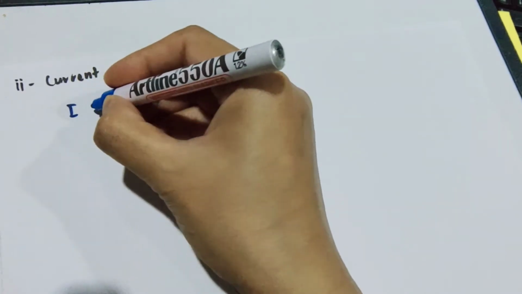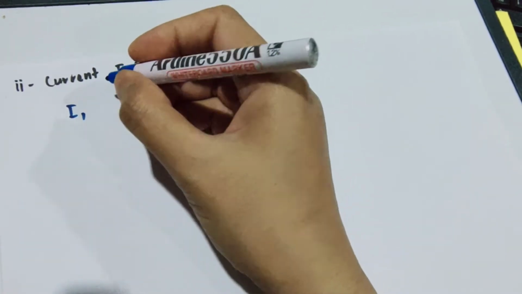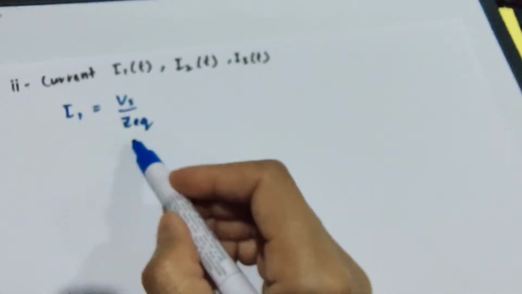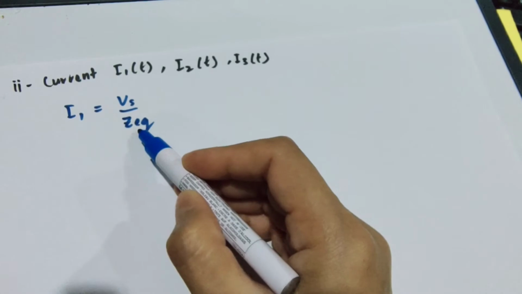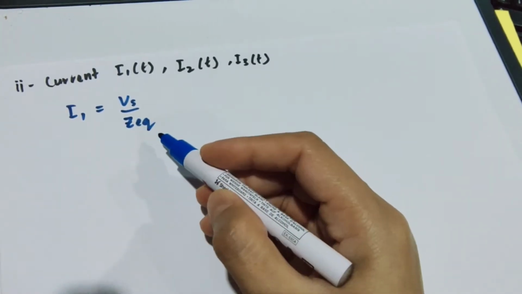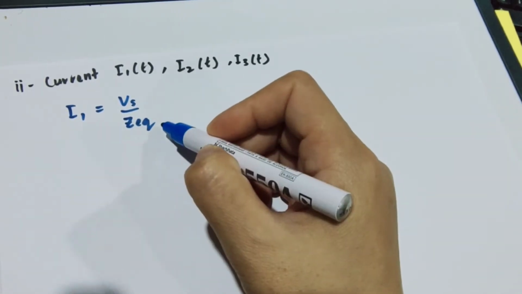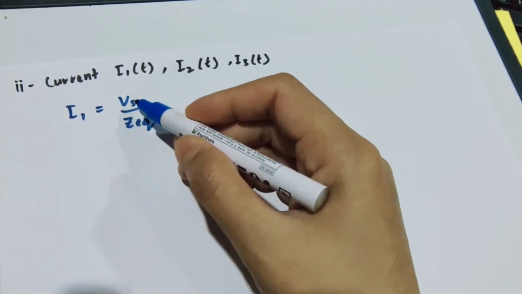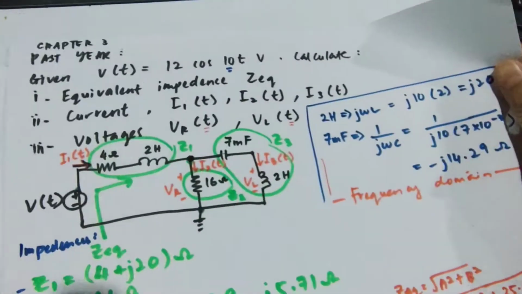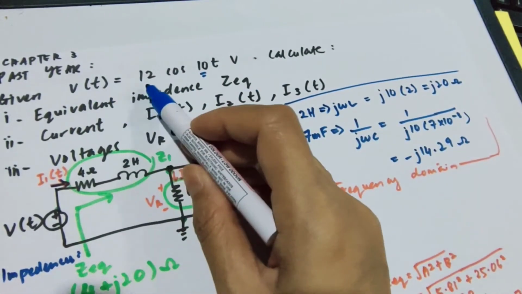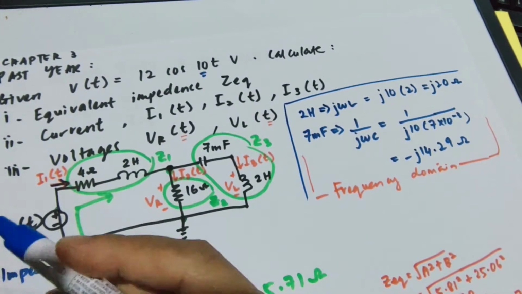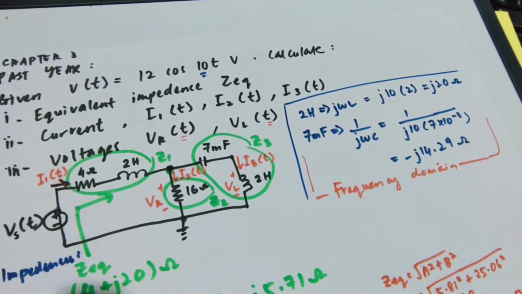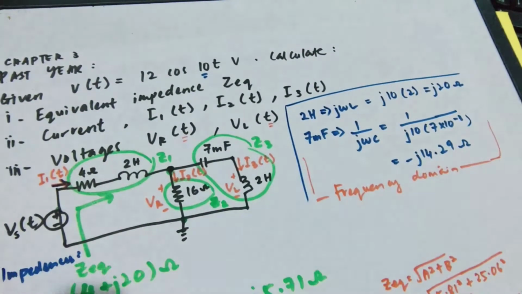I1 using Ohm's law is Vs over Z equivalent. V equals IR, where Z equivalent is the resistance for an AC circuit. So what is Vs and what is Z equivalent? Just now we have obtained Z equivalent. Vs is given in the question, which we normally note as the source, Vs(t).